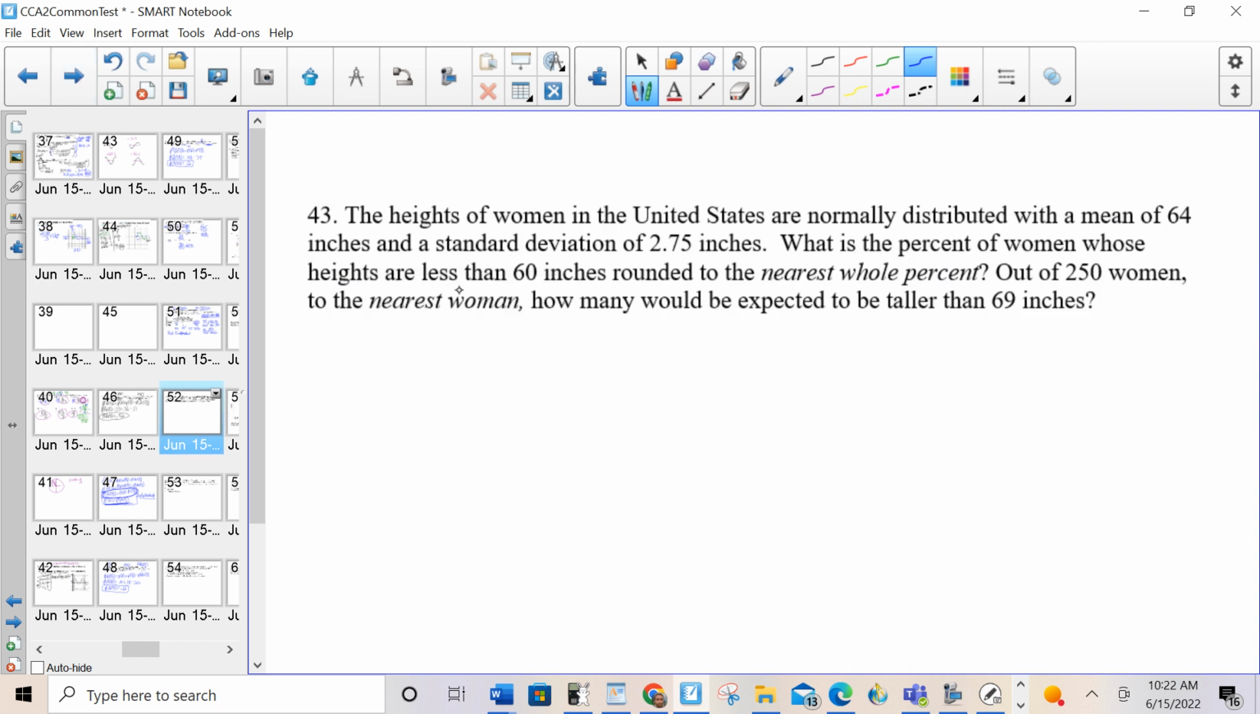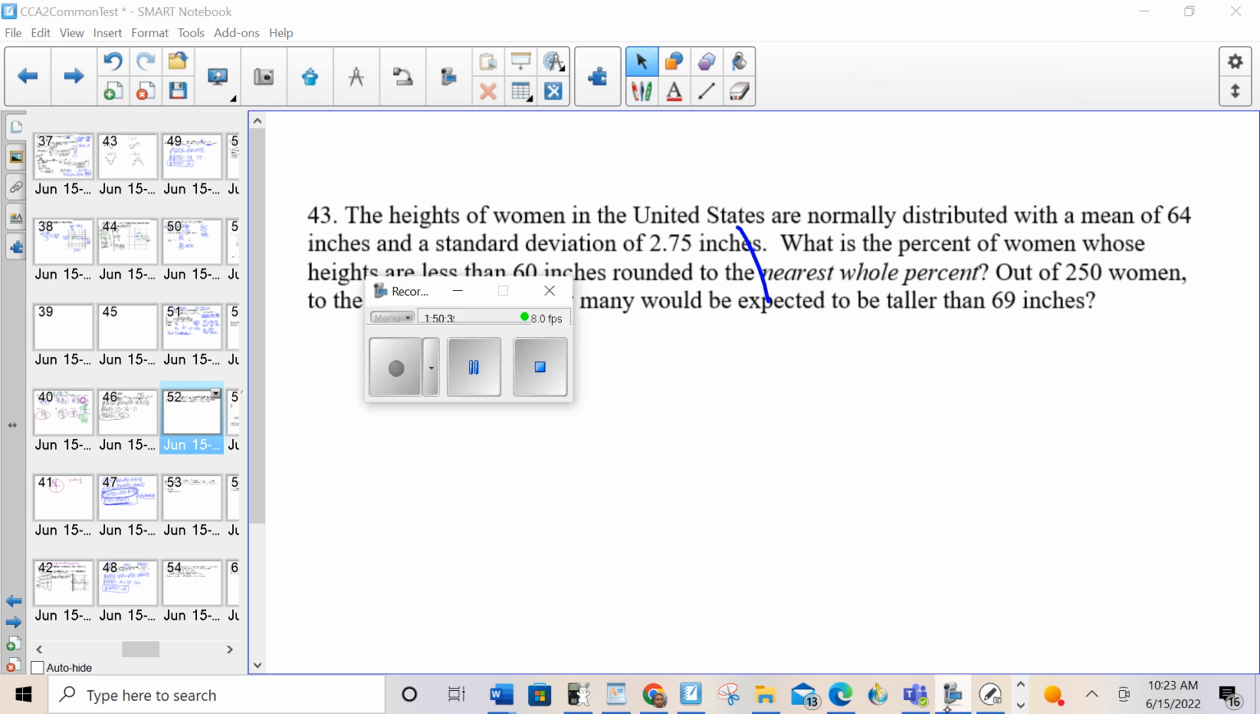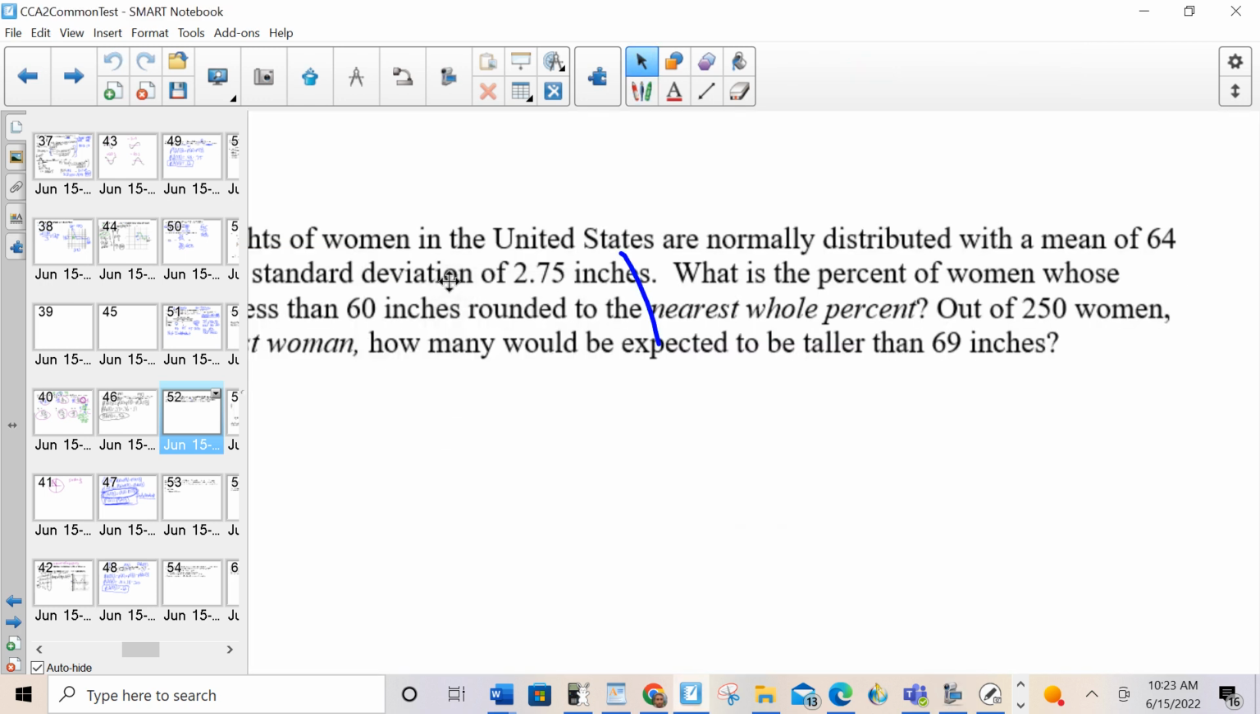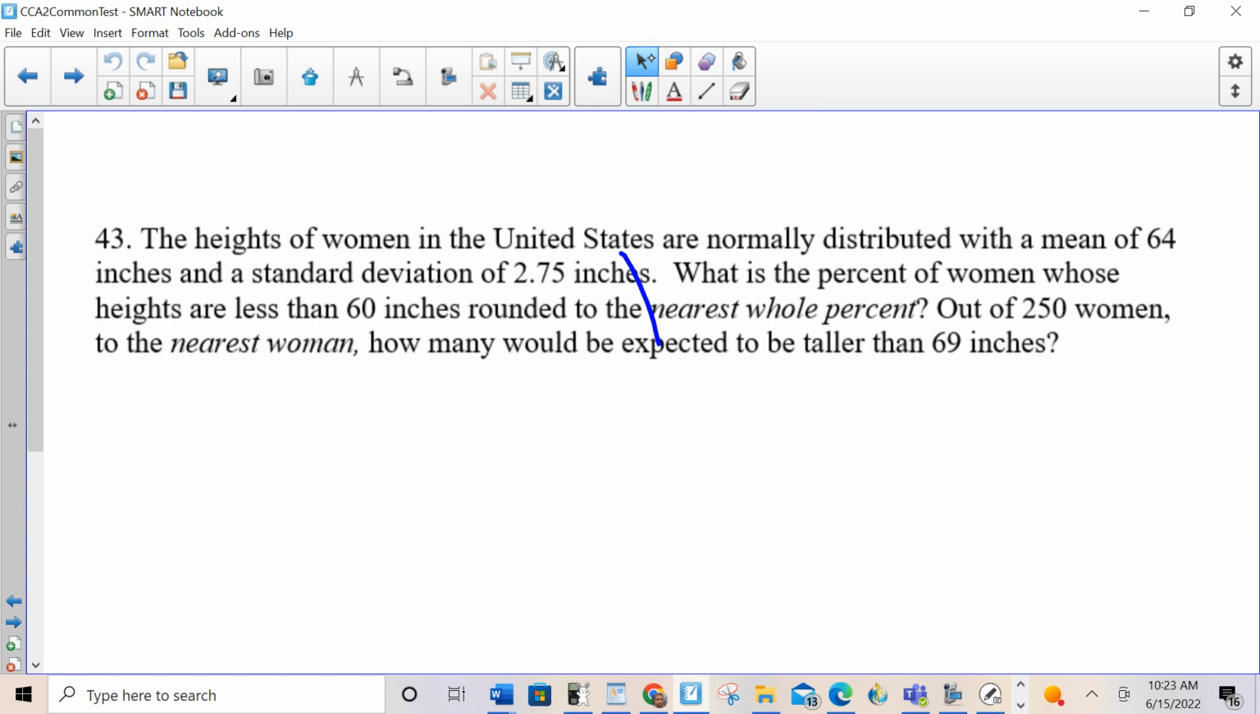Okay. The heights of women in the United States are normally... Oops, I'm frozen. Okay, let's try that again.